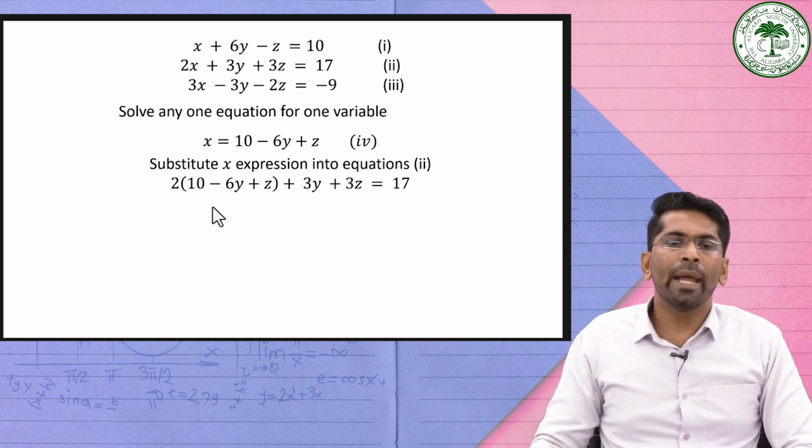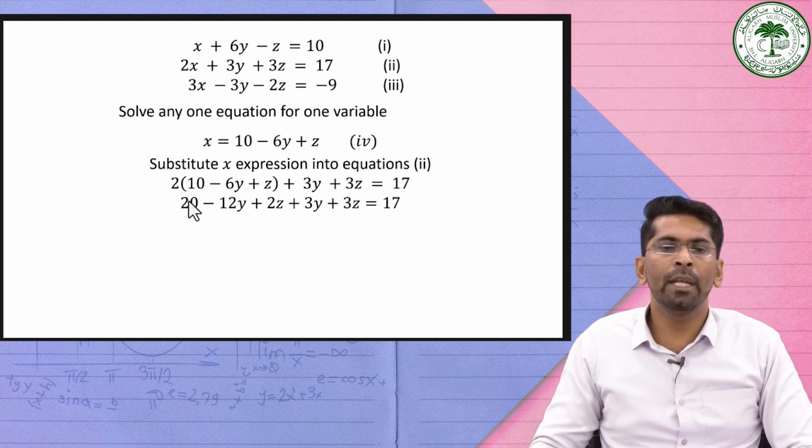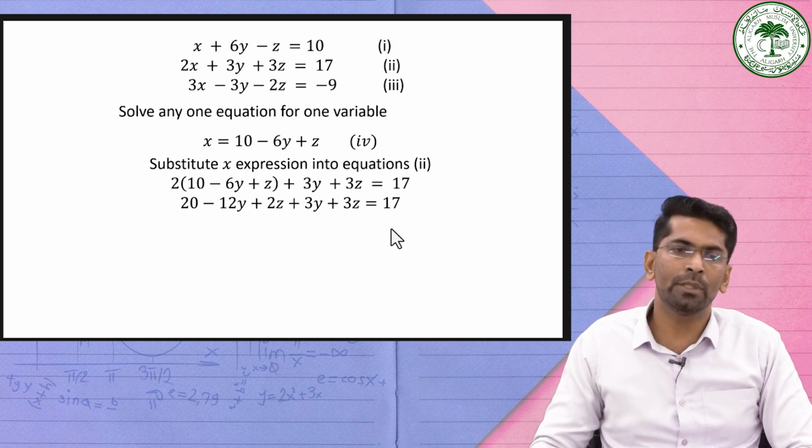Now we can open the bracket by multiplying these two terms. See here, 2 into 10 is 20, 2 into minus 6y is minus 12y, plus 2 into z, which is 2z. Then what is remaining? 3y plus 3z, which is equal to 17.